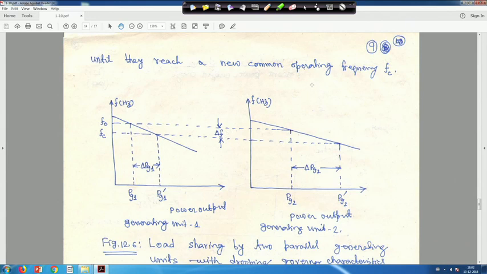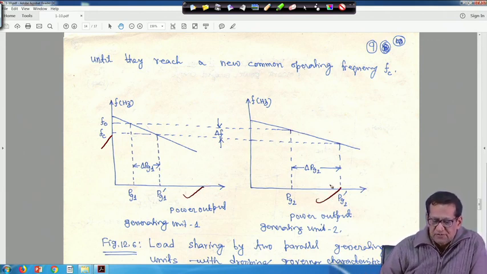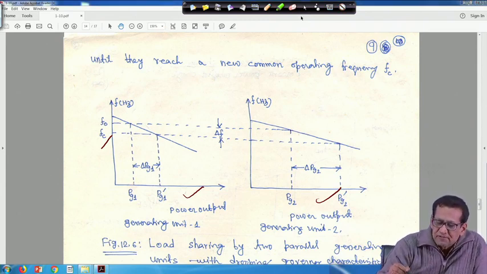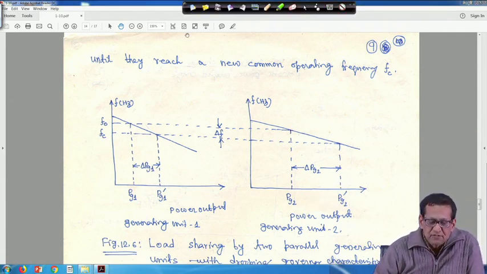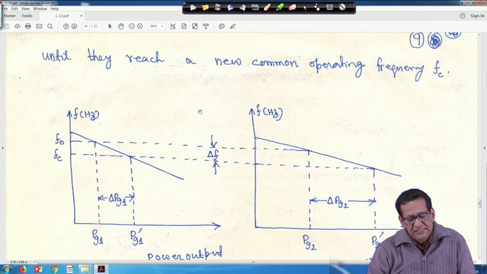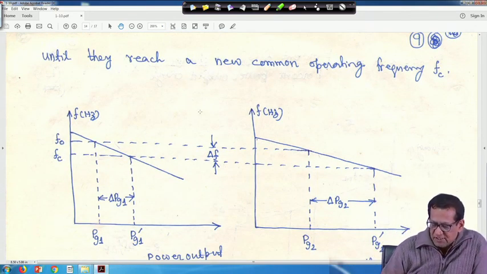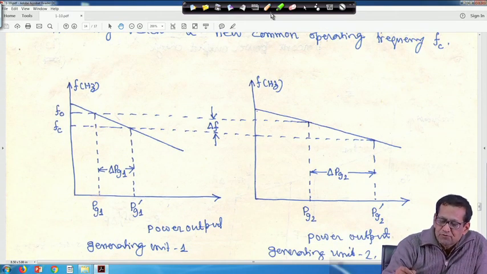Until they reach a new common operating frequency, Fc. Fc is the common frequency. Now you see that two generating units are there. This is generating unit 1 and this is generating unit 2. One output is Pg1, another is Pg2.